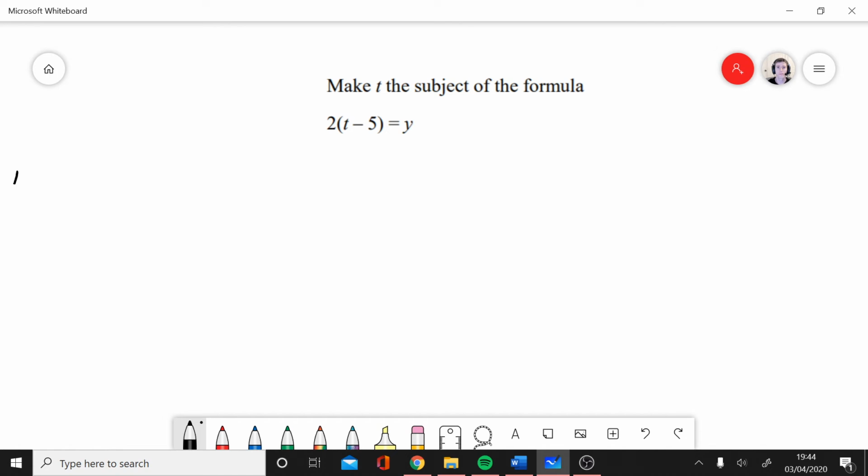So give this one a go. Make T the subject of the formula. 2 lots of T minus 5 is equal to Y. Off you go.